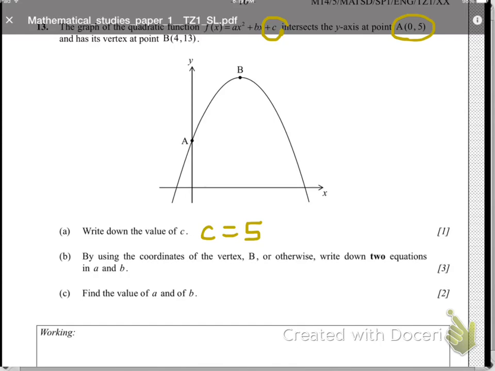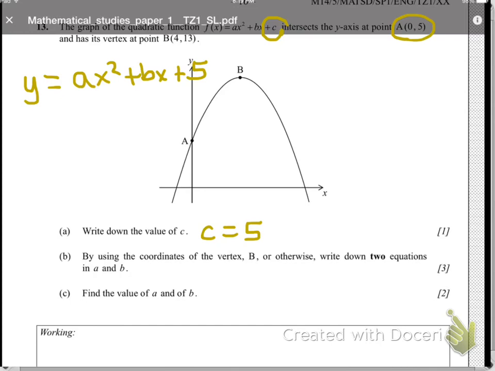Okay, now they say using the coordinates of the vertex B or otherwise, write down two equations in A and B. All right, now remember what I keep on telling you. They have you do things for a reason. So first of all, why did they ask us to find C? Well, let's write down my equation. So instead of saying f of x, I'm going to say y. And so I get y is equal to ax squared plus bx plus 5. Remember, I'm using 5 instead of c.